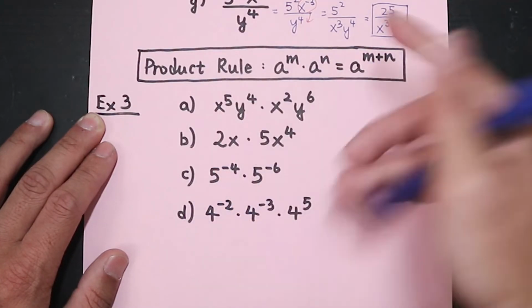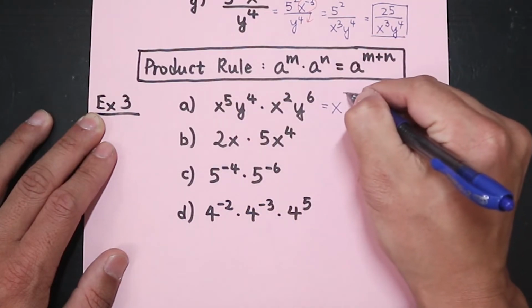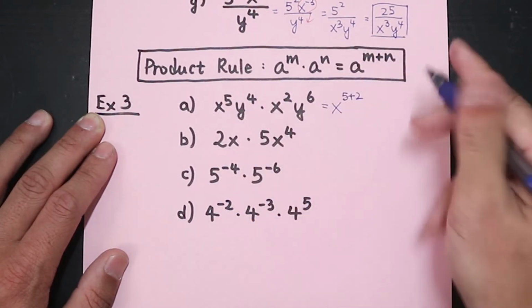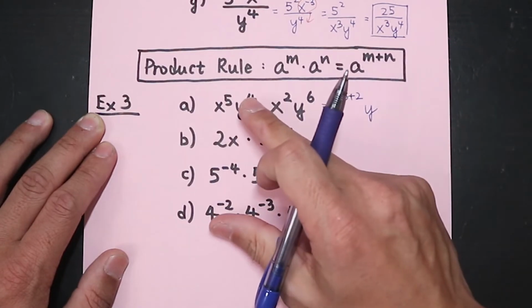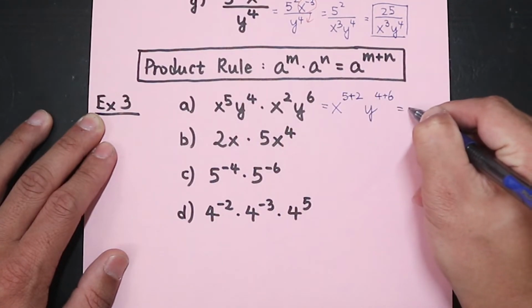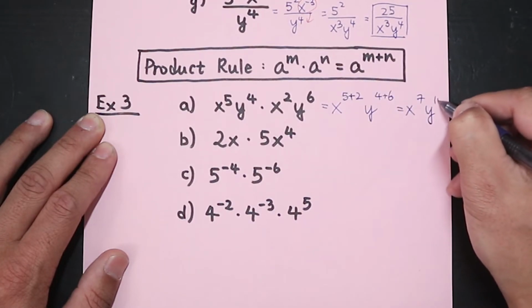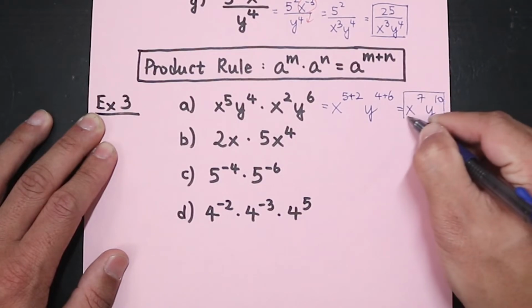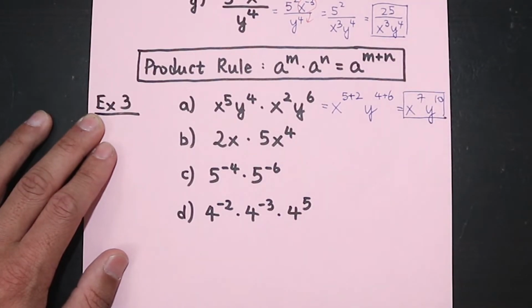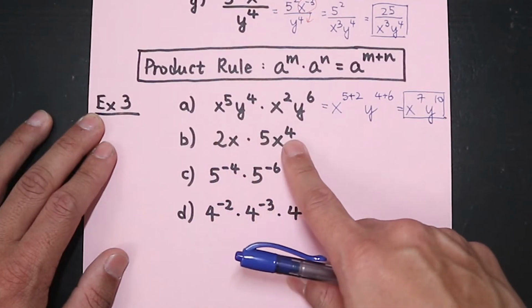So I see there's an x's, right? So all you have to do is add the x, and you add the 5 and 2, so 5 plus 2. And then the y's, you write it as a y, and then you do 4 plus 6. So that just becomes x to the 5 plus 2 is 7. And then y is 4 plus 6, you get 10. And then that's your final answer. Isn't this easy?